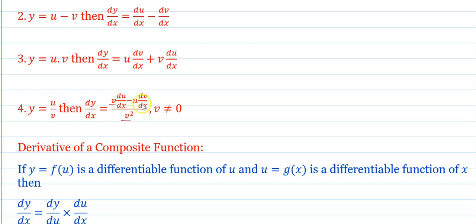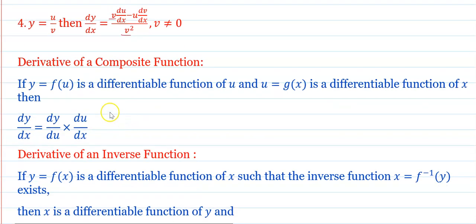Okay. Then u, then dv by dx in this way. Next, the derivative of composite function. The function in function. If y is equal to f of u is a differentiable function of u and u is equal to g of x is a differentiable function of x, then dy by dx is equal to dy by du into du by dx.